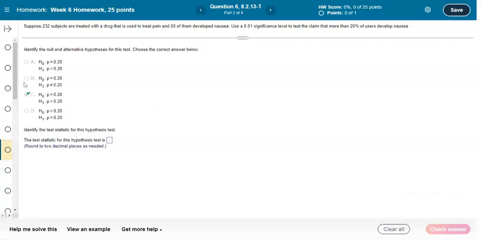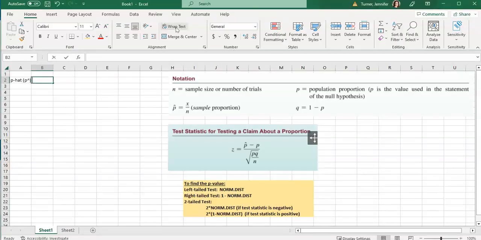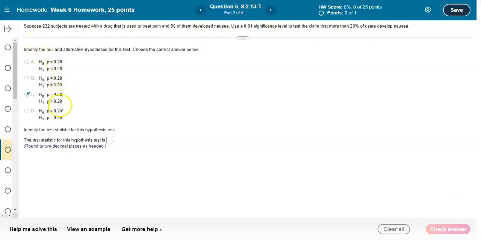So if we go back to the question, we remember that we had 232 subjects in the sample, and of them, 50 developed nausea. So 50 over 232 is going to be our sample proportion. So we start with an equal sign to make our own formula, and we're going to do 50 divided by 232, and we hit enter. So there's our sample proportion p hat. The p, no hat, that is the proportion that we're making the claim about. So that in this case was 0.2. Remember we had the 0.2 here. That's because our claim was that more than 20% develop nausea.